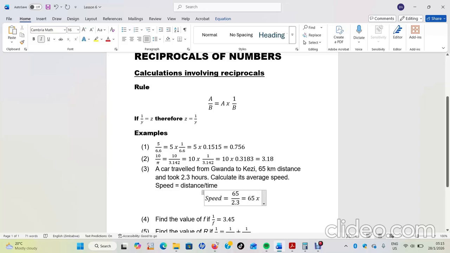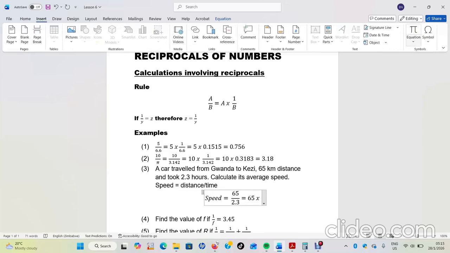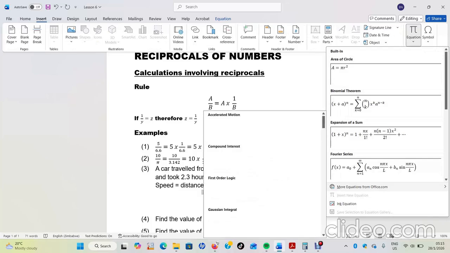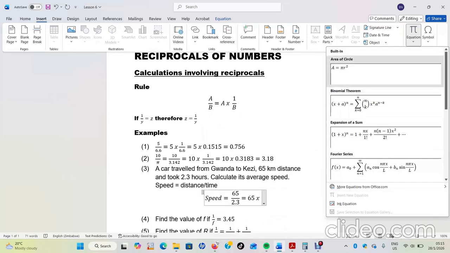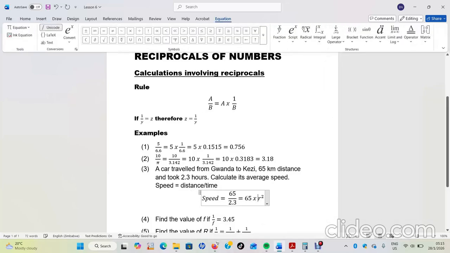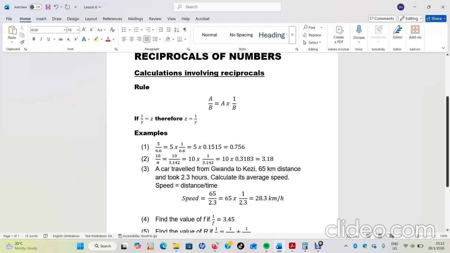Then it's the same as 65 times the reciprocal of 2.3. 65 times 1 divided by 2.3. If you use the tables to get the reciprocal of 2.3 and then go ahead, you will get your answer as 28.3 kilometers per hour.